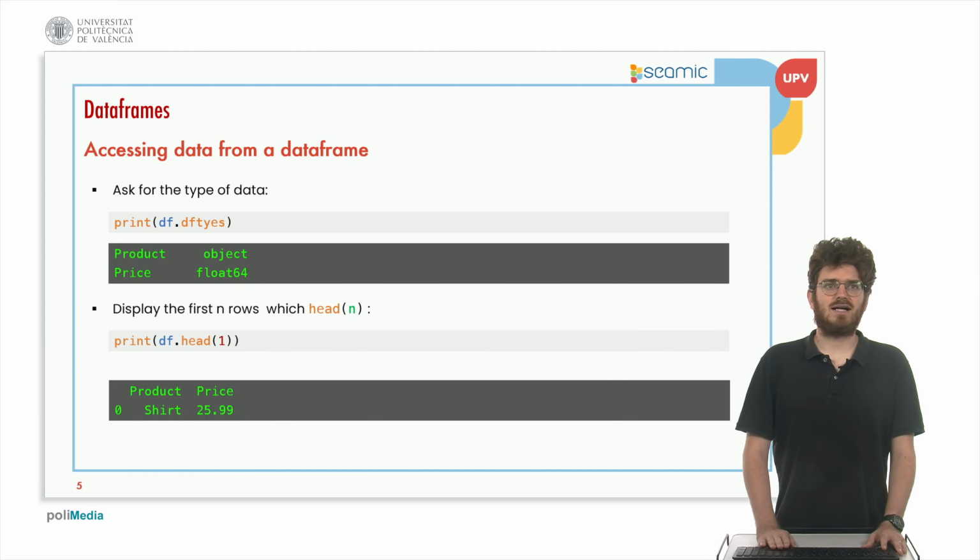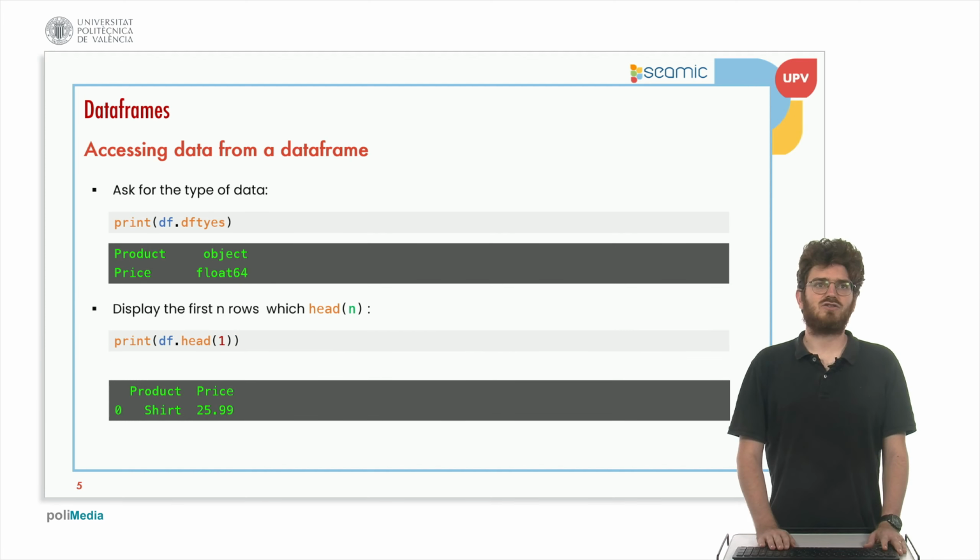We can also ask for the types that are stored in each of the columns. This is another difference with working with Excel, because pandas and data frames allow us to filter products and elements such that they belong to only one type. So, for example, the price is represented as a number. That's what float64 means, and products are objects. In this case, specifically strings.